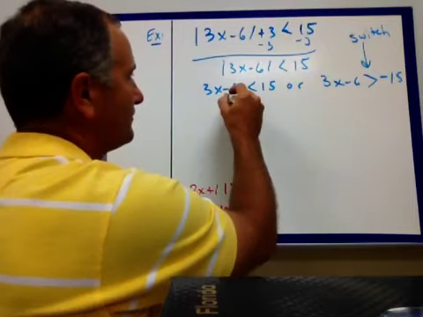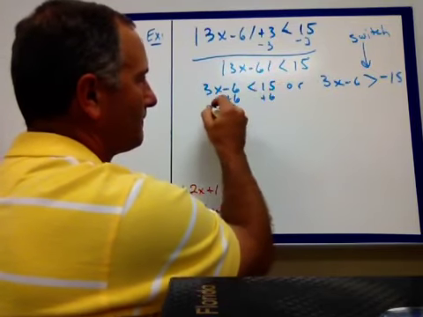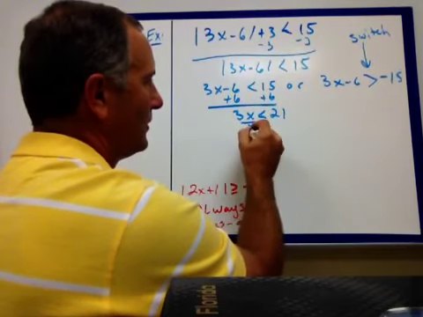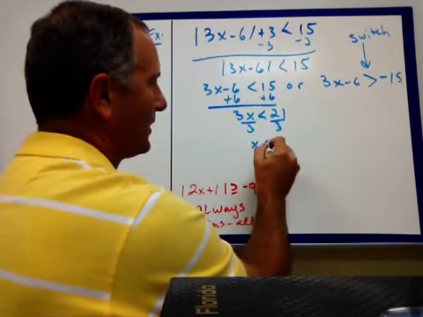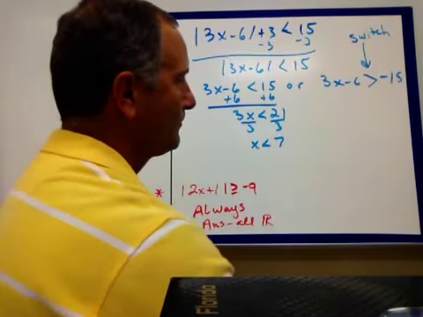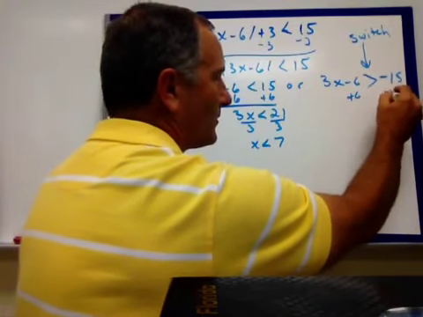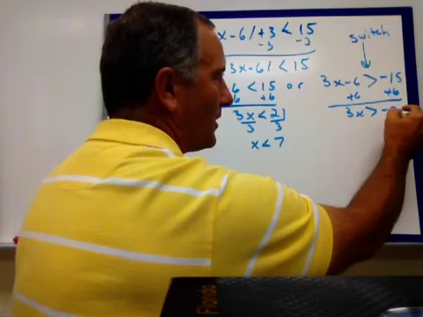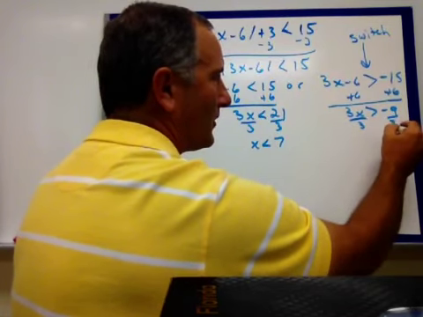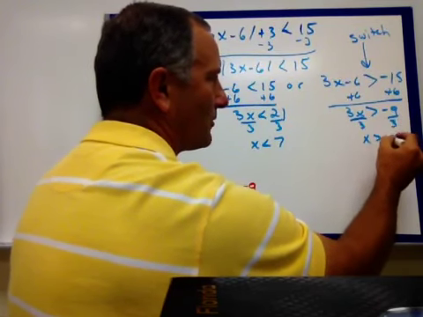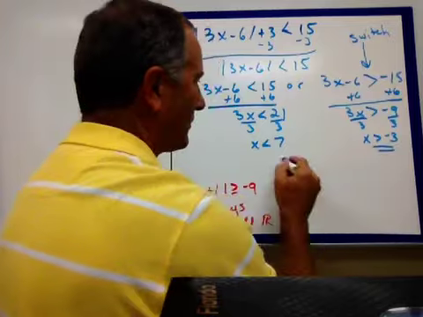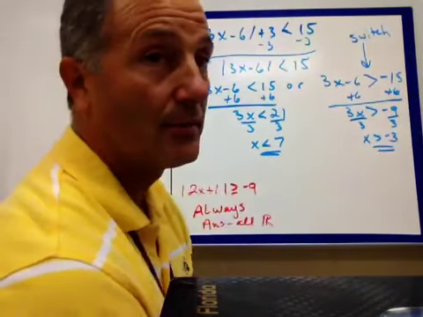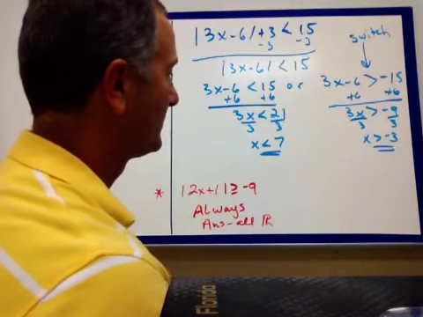Then solve them. Add the 6. 3x is less than 21. Divide out the 3. X is less than 7. Add the 6. 3x is greater than negative 9. Divide out the 3, x is greater than negative 3. Okay? Don't try to flip the sign here because that's negative. You divide it by a positive, so it stays the same.